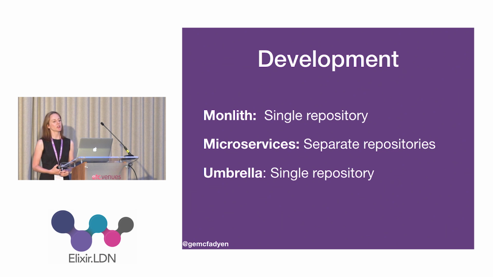So in terms of development, you could say the umbrella was a little bit like a monolith because it's all in one repository. However, it does separate the applications under the apps folder, so there are some harder boundaries than a monolith. I actually found working with a single repository really beneficial.